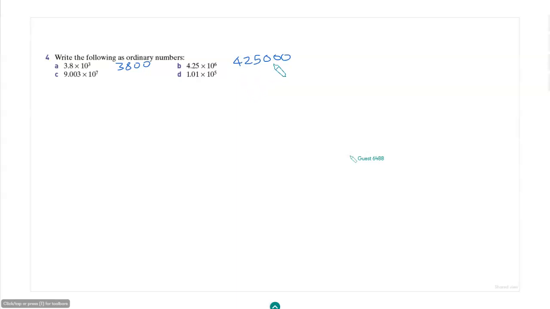Only 3 zeros. Oh, one more. See, 4.25. If it's 425, you have used up 2 tens, right? Yes. There are 4 more tens. So, 4 more zeros. Understood, right? Yes. Then, 9.003 into 10 to the power 7.